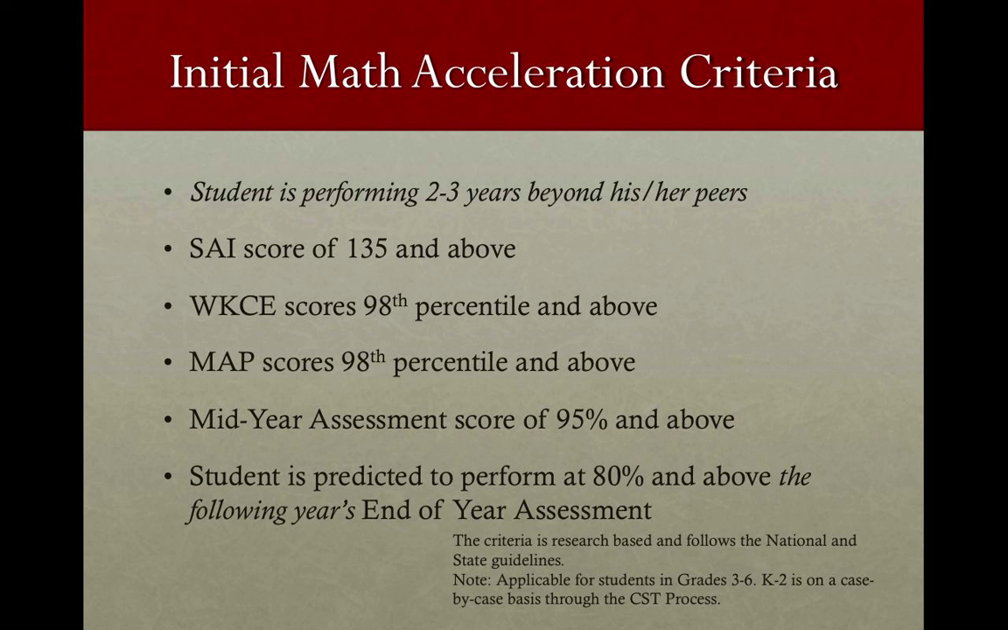We want to ensure that students who skip a grade level have all of the necessary skills to be successful in that year, and that there aren't any gaps in their learning. So it's really important that we look at all of these pieces to ensure that their skill level is ready for acceleration. And again, this is mainly for students in grades 3 through 6. Kindergarten through 2nd grade students are looked at on a case-by-case basis through the CST process.